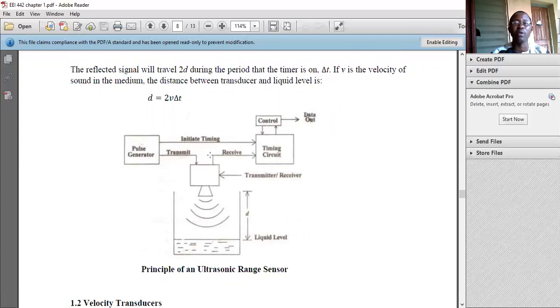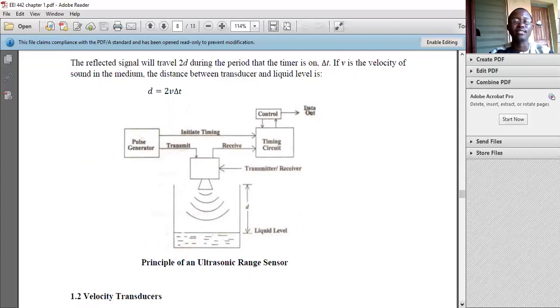The signal is reflected back by the liquid and is received by the transmitter. When the transmitter receives it, it sends another signal to the timing circuit to stop, indicating that the signal has returned. So you now see that the sound signal has covered twice the distance d from the top of the tank to the surface of the liquid in the tank. And that is the simple principle of operation of the ultrasonic range sensor.